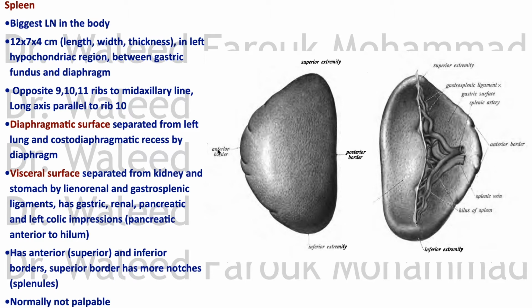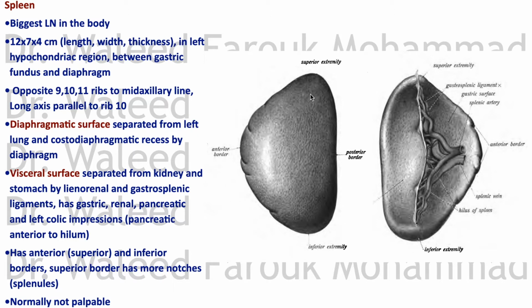It lies in the left hypochondrium, opposite ribs 9, 10, and 11, and its longitudinal axis is parallel to rib 10, so it's slightly oblique, anterior-inferior. It's between the gastric fundus and the diaphragm, so it's right next to the stomach on the left side. It's not palpable, by the way. It's never palpable normally. If it's palpable, there is something wrong with the spleen.